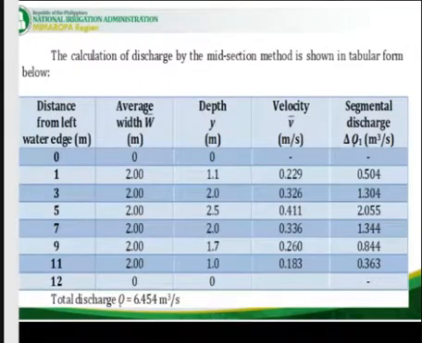So, for the second one, you multiply 2 times 1.1 times 0.229. Is that 0.504? Is that correct? 0.5038, po. 5.038. Then, how about the next one?